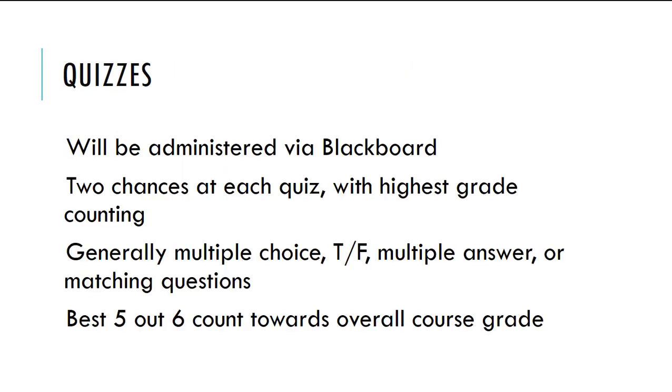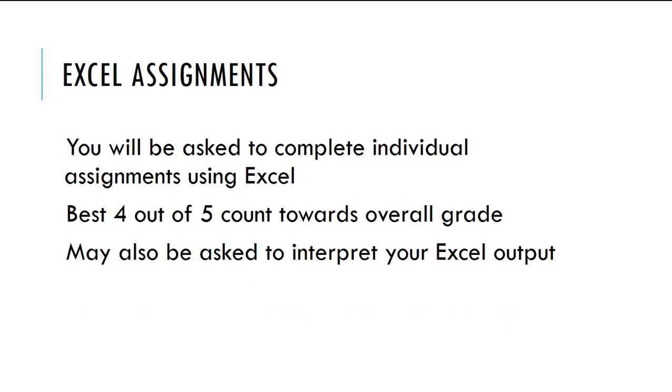So quizzes will be administered on Blackboard, 2 chances at each with the highest grade counting. These are generally multiple choice or true-false or multiple answer or matching questions. And again, best 5 out of 6 count towards overall course grade. Excel assignments, I'll give you a data file usually and then ask a bunch of questions about it. Best 4 out of 5 count. And you get 2 chances at that as well. You might have to interpret some of the Excel output, not just give me the numbers.